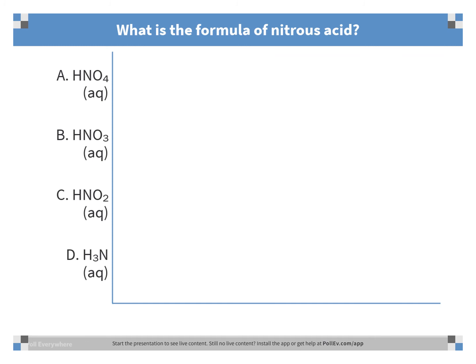The correct answer is C, HNO2 aqueous. Nitrous acid has the OUS acid ending, so it must contain the nitrite ion. If nitrate is NO3 -1, the nitrite must be NO2 -1. Because of the charge on the anion, I need 1 hydrogen to balance it out, so the answer is HNO2.